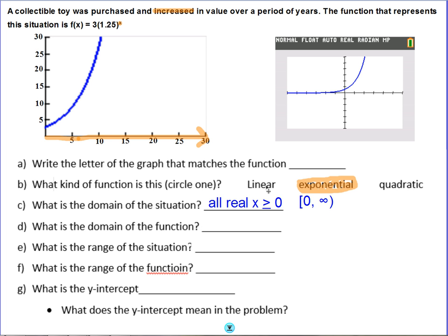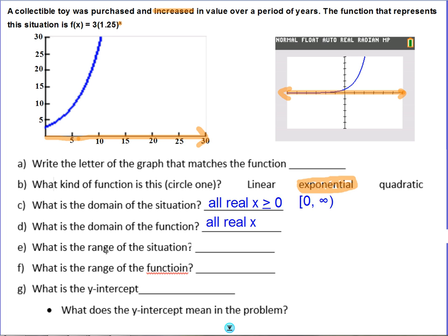What is the domain of the function? Okay, so this graph here represents the function. Any x value. There's no limitation on x values. Okay? So our domain of the function is all real x. I can put any number I want to in place of x, and it'll be mathematically valid. It may not apply to the situation, but it'll mathematically give me an answer.